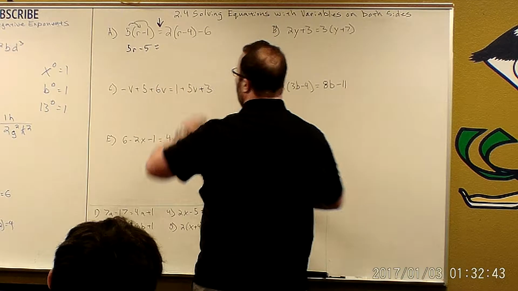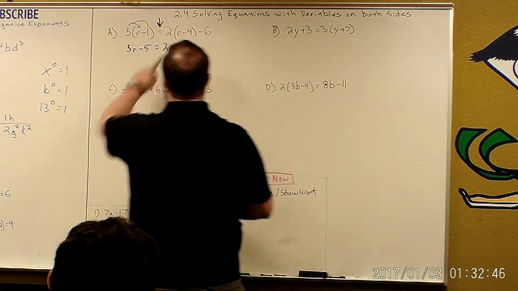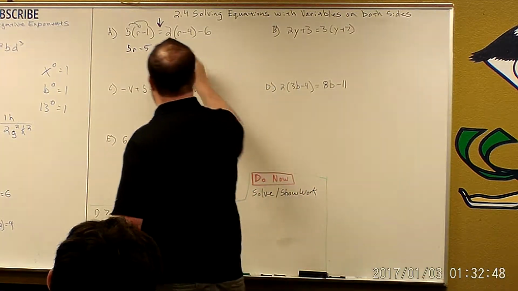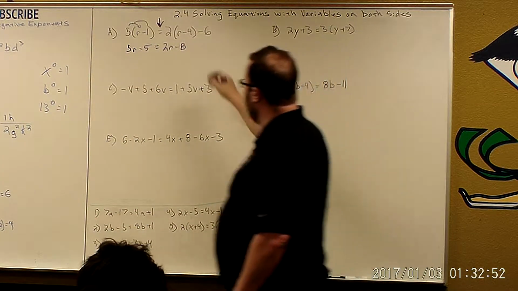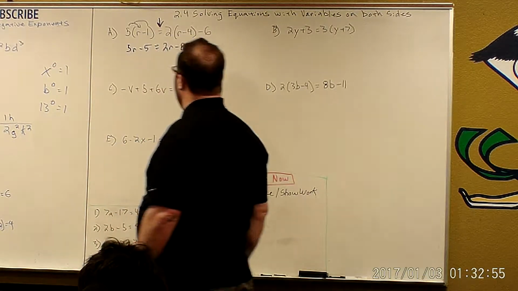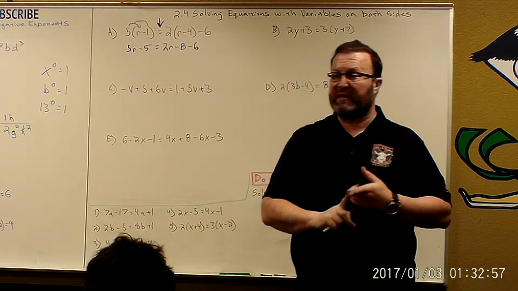Okay, what's 2 times r? 4. And what is 2 times negative 4? Negative 8. And then we write negative 6. We bring down the rest of the problem. Okay, we took care of the parentheses. We're done with step 1.